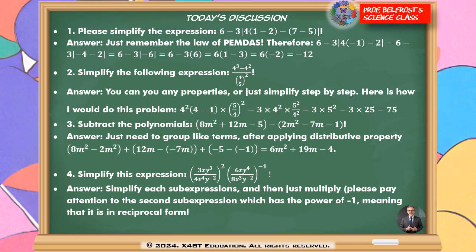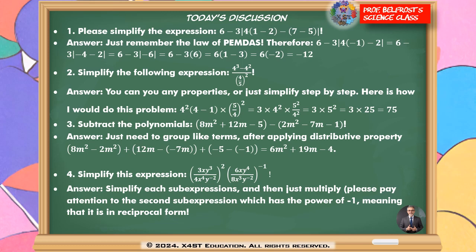But here I show you an interesting thing. I factor out the GCF, which is 4 squared, and then use the distributive property and do the subtraction. Actually, you can just simplify it without using this method, but I show you the interesting thing. You can obtain 75 with any method that you like. Okay, number three, subtract the polynomials.